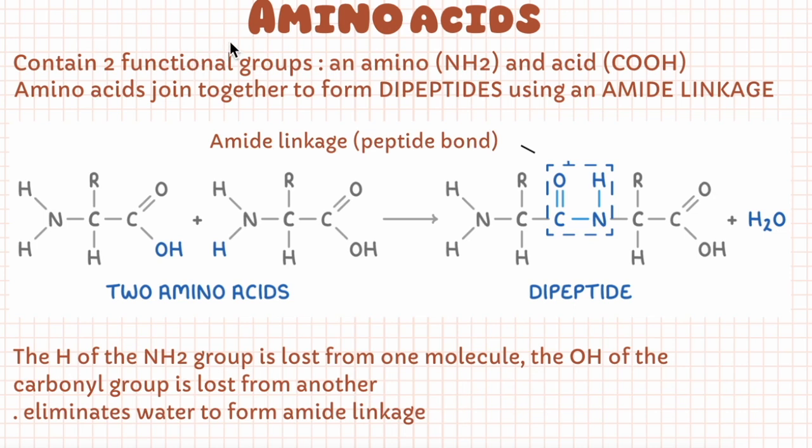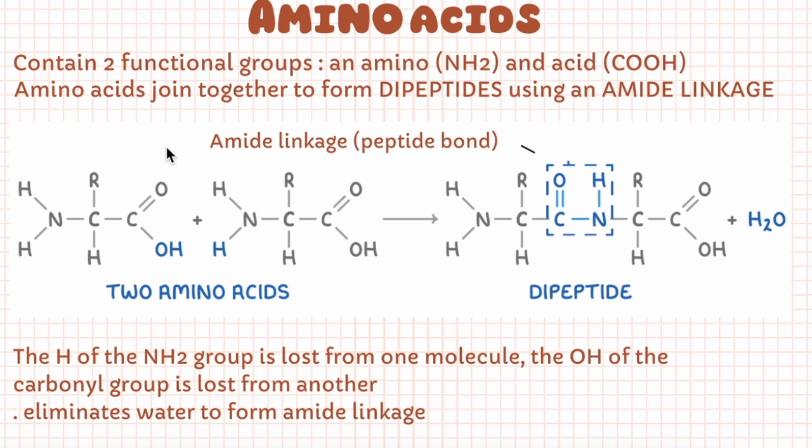You may have learnt that in biology if you take biology, but basically, proteins are just polymers of amino acids. So, an amino acid contains two functional groups. It's got the amino group and the acid group. You can tell from the name. So, it's going to have an NH2 group and also a COOH functional group. And amino acids can join together to form dipeptides using an amide linkage.